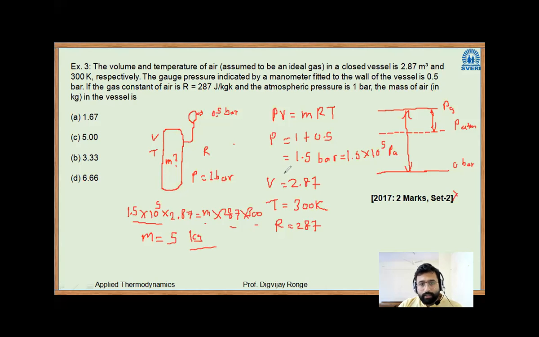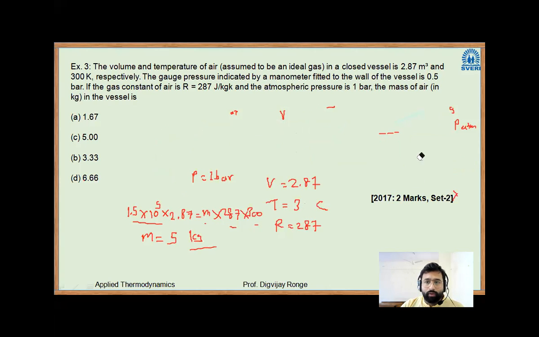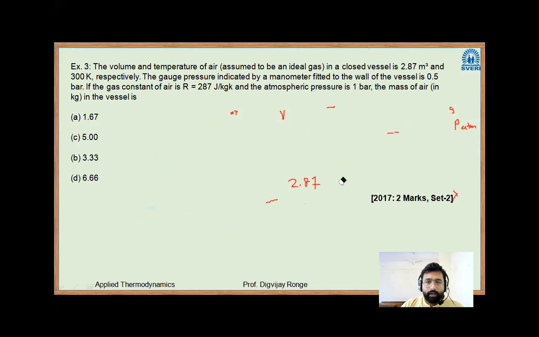Right. Next, we'll move to the next example. I will rub down this. I hope you have written all these calculations. Next is related to flow systems.